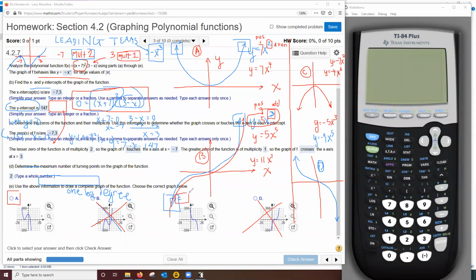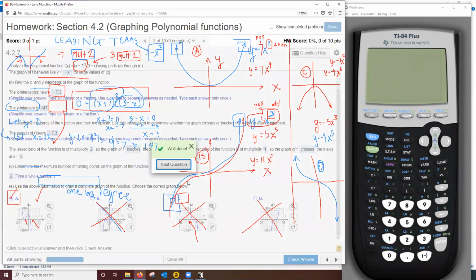Well, the other thing I could do is use x-intercepts. Remember, our x-intercepts were negative 7 and 3. Well, if I look at this choice C, it doesn't have an x-intercept back here at negative 7. So I know choice C is not correct. If I look here, here's an x-intercept at negative 7. Here's another x-intercept at 3. So it looks like choice A is the correct choice for this one. So I'll go ahead and select choice A, and that should do it.